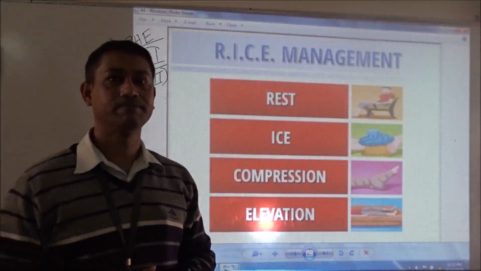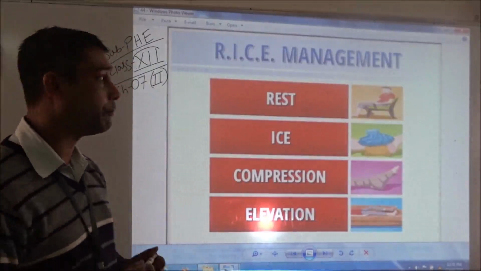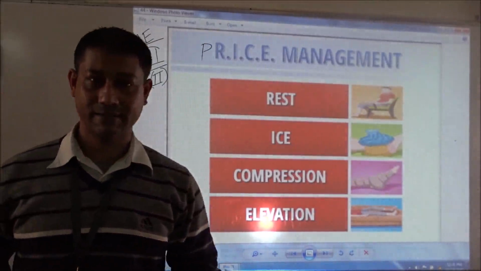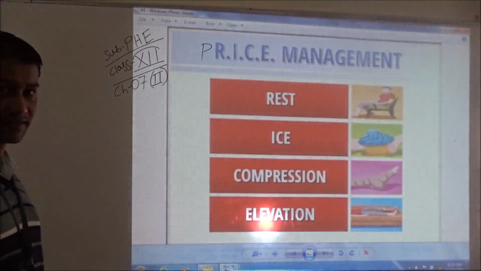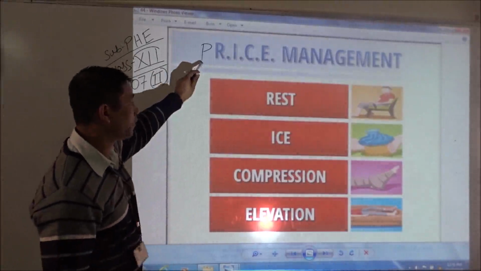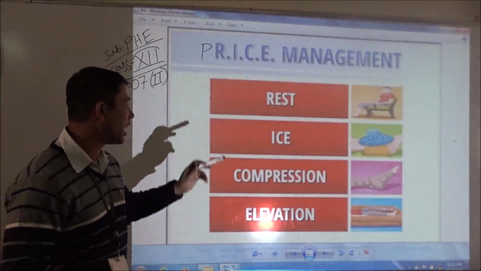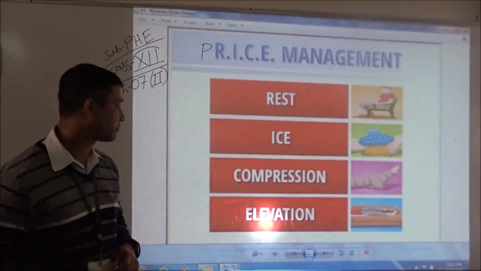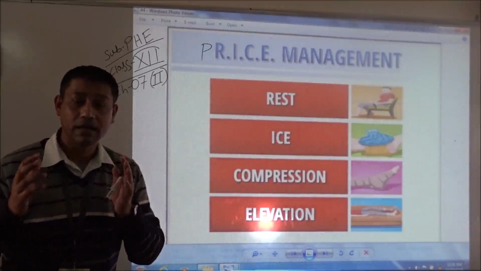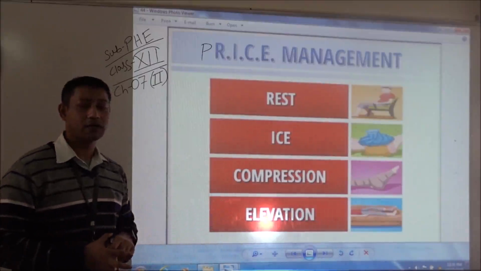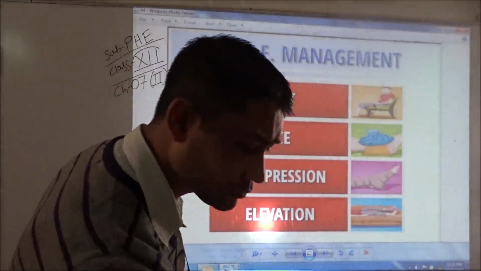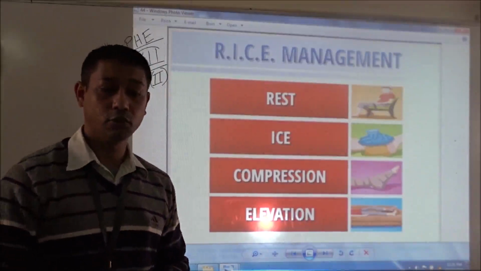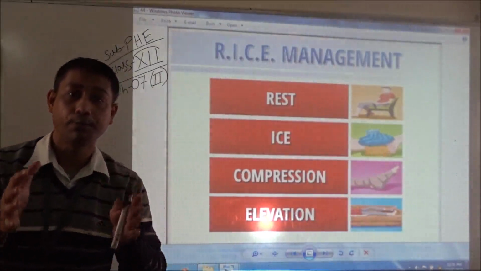RICE. You can also add the word P, students. It will become PRICE, where P stands for protection, R stands for rest, I stands for ice, C stands for compression, and E stands for elevation. So this technique must be used, students, for proper management.